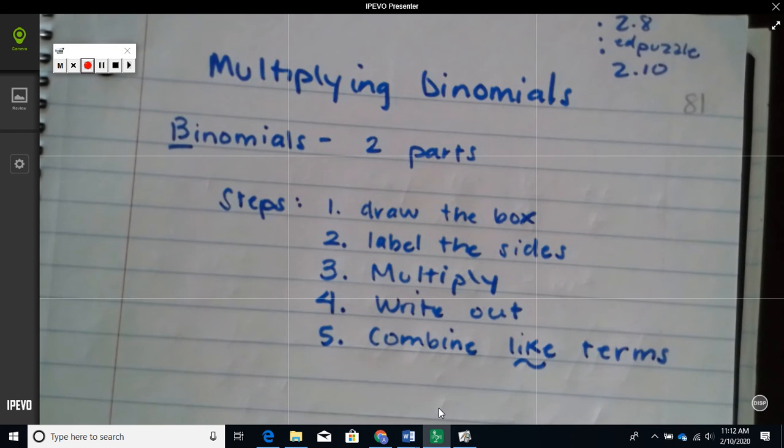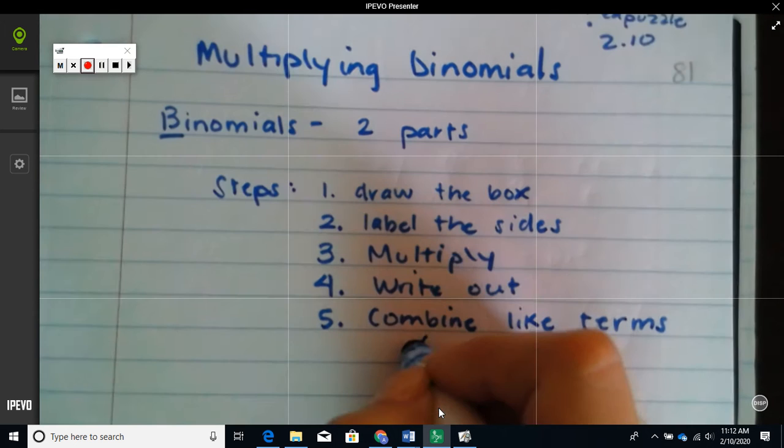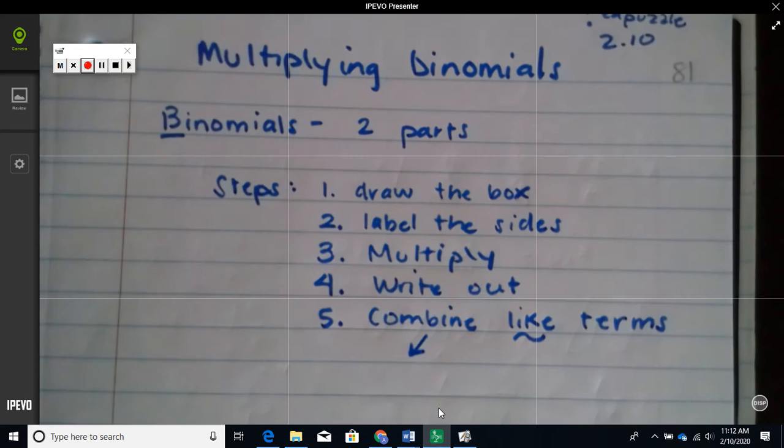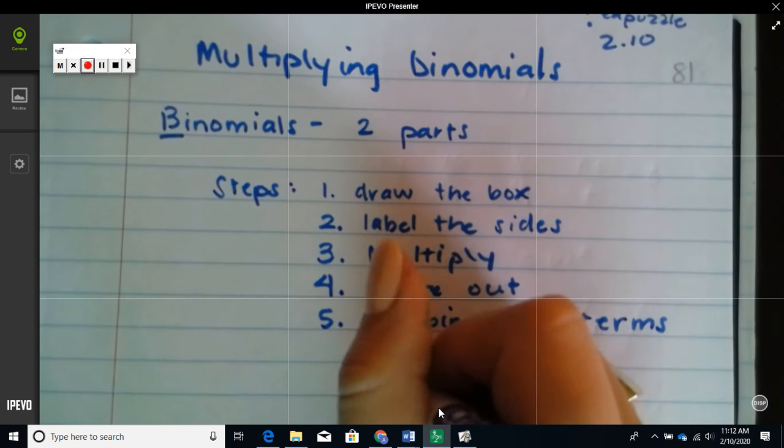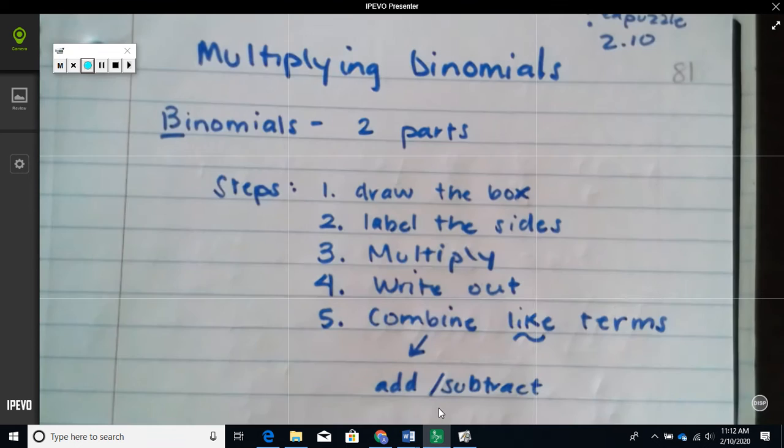Alright, and so we're going to do an example with that. When I say combine, that means we're going to put together the things that are the same kind, but that means we're at the end, that's when we add or subtract. We don't multiply at the end.